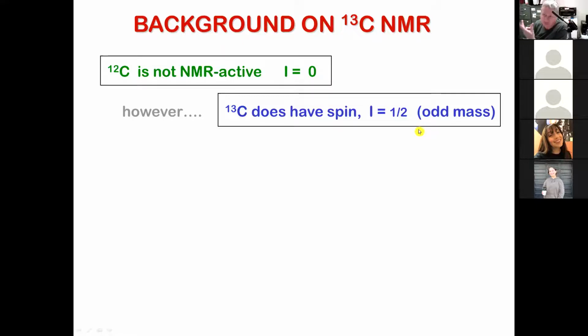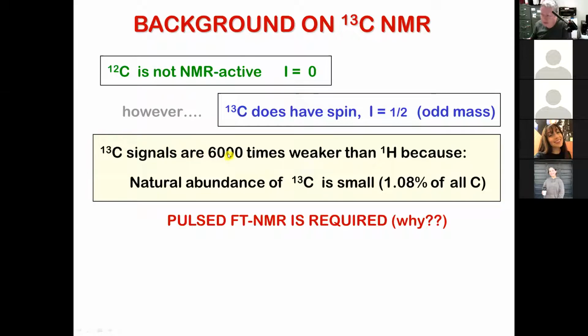And that allows us to do C13 NMR, which is great, except for the fact that C12 is the dominant isotope. Most of our carbon in our world is not C13. However, there's enough C13 that you can do it. It does work. It's just dilute. There's much more C12 than C13. So C13 signals are 6,000 times weaker than proton because the natural abundance is so small.